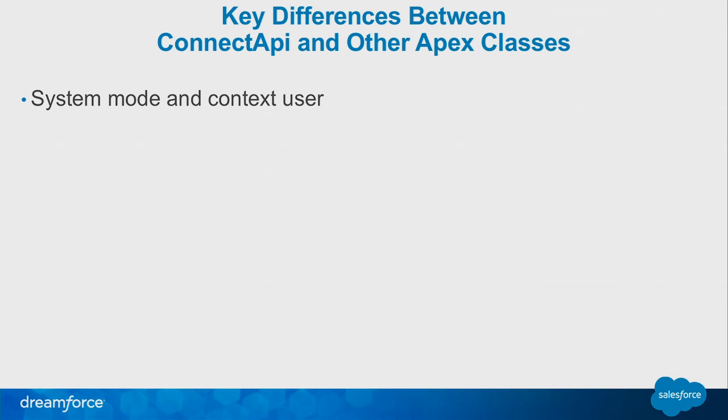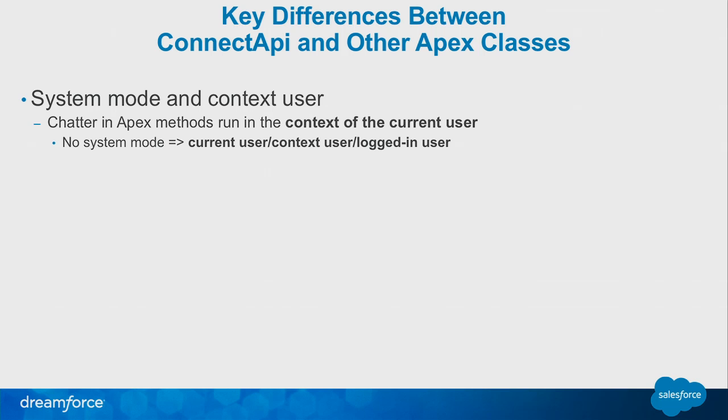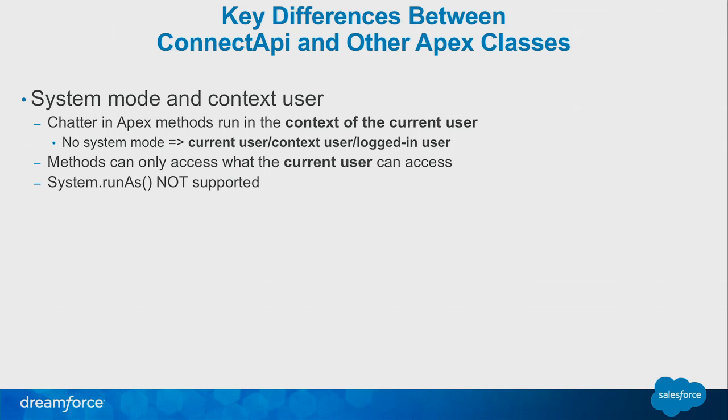But it is worth talking about some key differences. Often when we're using a more typical Apex scenario, we can have system mode or the context user mode. That doesn't exist in Chatter. Everything is in the context user. There is no system mode like you might see in triggers. So methods can only access what the current user can access. There's no sort of system run-as. An example where you might see this is if you're using the guest user on a Force.com site, it can't write to Chatter. You can't override that. There's no way of getting around it.